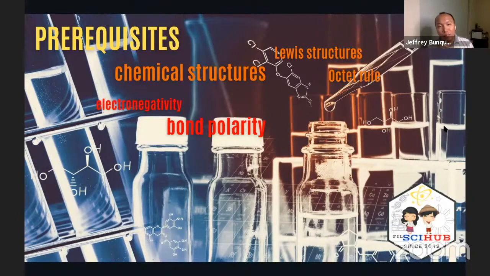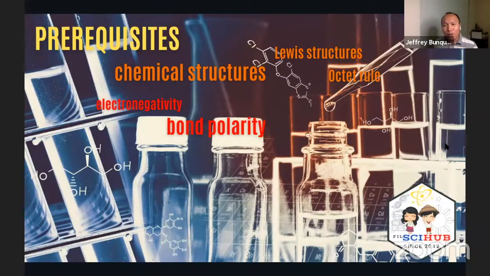Ang pangalawa is bond polarity. Again, yung polarity naman, doon nyo rin siya kukunin sa appreciation of Lewis structures, but then you're just combining it with the concept of electronegativity. So when is a compound polar or not? Kasi yung polarity po na yan, that will actually dictate the types of reactions or the reaction mechanism that those chemical species will undergo during a reaction.